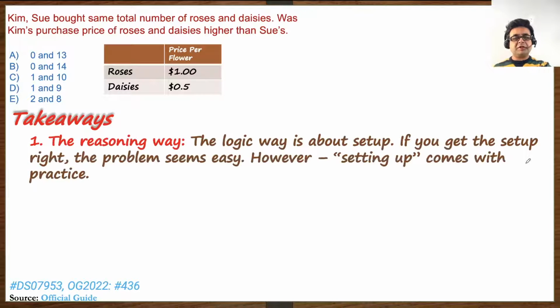So let's get started. So the reasoning way, right? The logic way or the reasoning way is always about setup. When you are trying to do any kind of word problems, it is about setting up. If you recall, I started by setting up roses plus daisies and roses plus daisies as the same, and then started to reason by buying additional roses for Kim and one less daisy for Kim. Now, how did this approach occur to me?